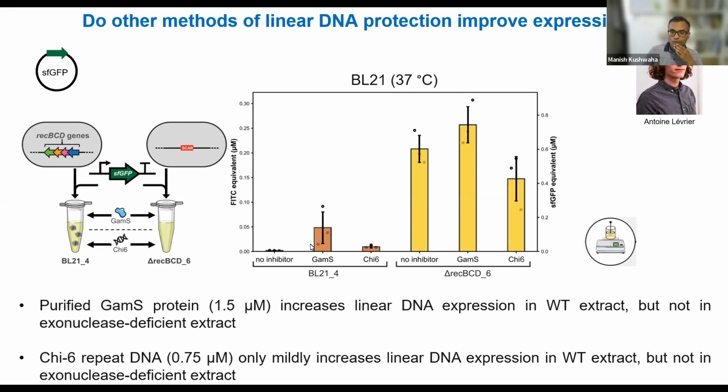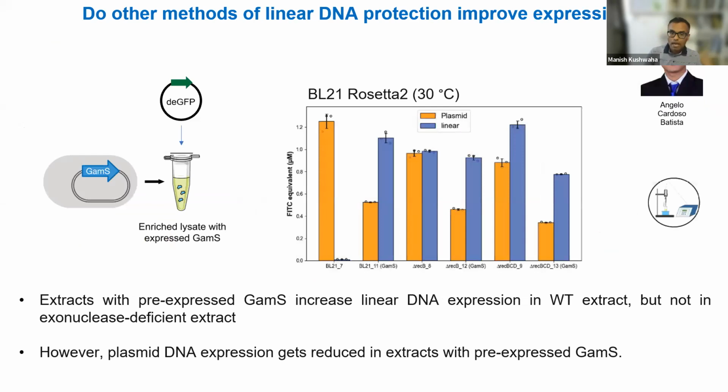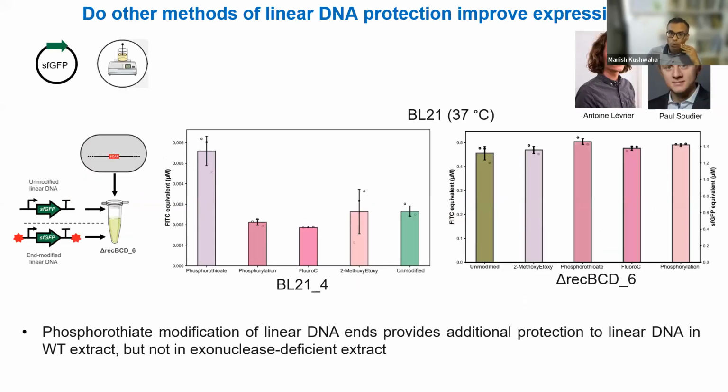Right. So we saw that adding additional supplements here is not going to protect the linear DNA any better. We also wanted to ask whether there is an additive effect if we add modifications to the ends of the DNA. Here we used a number of different modifications, such as phosphorothioate and phosphorylation. All of this was done by ordering modified oligos with the modifications at the ends, and then we PCR amplified this and compared.